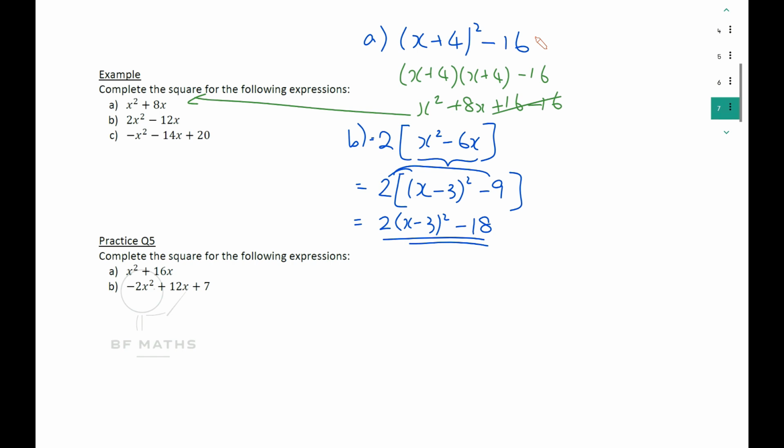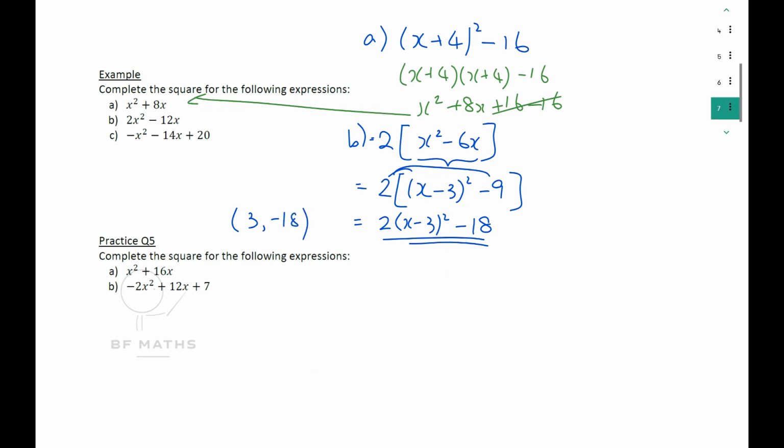Right. By the way, what is the minimum? What are the coordinates of the turning point in here? The coordinate is the opposite of this one, which is minus 3 becomes positive 3, and this one, keep it as it is, minus 18. Right. Not really relevant in here, but just to show you.